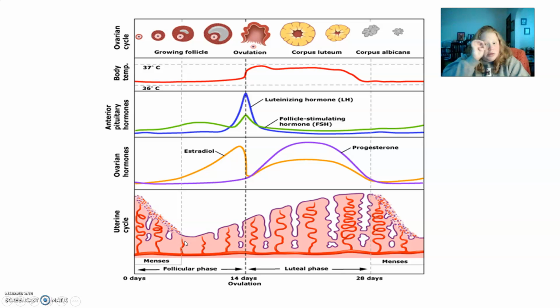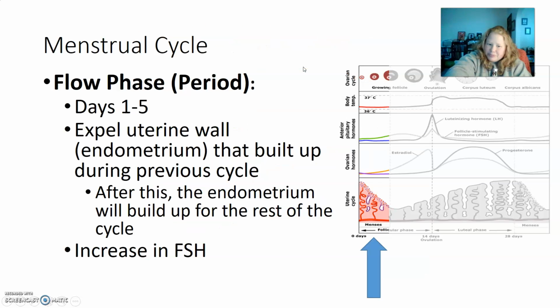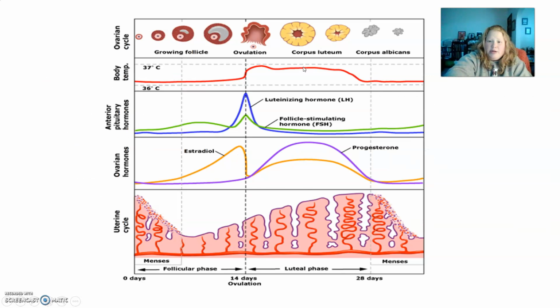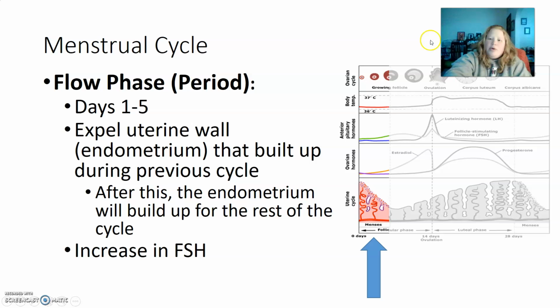Okay, so this diagram shows what's happening with different hormones and with your uterine lining, which is down at the bottom, and then what's happening with body temperature and what happens with your ovarian cycle. And we're going to talk through each part of it.